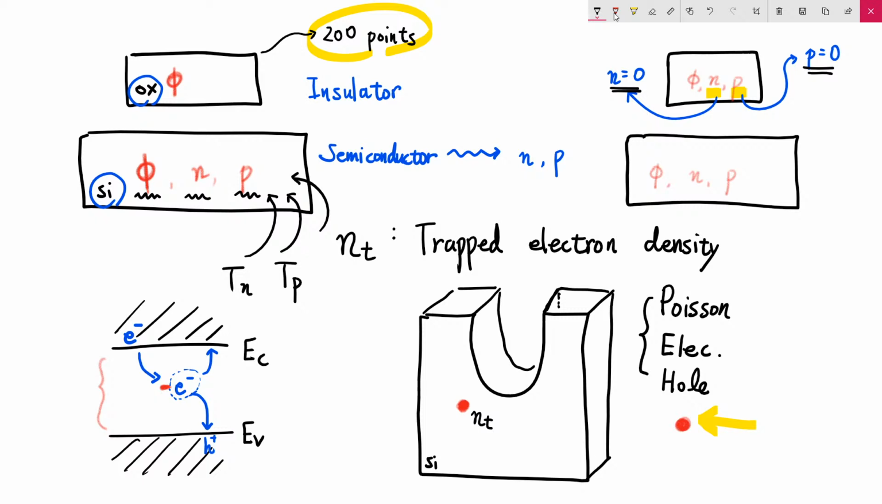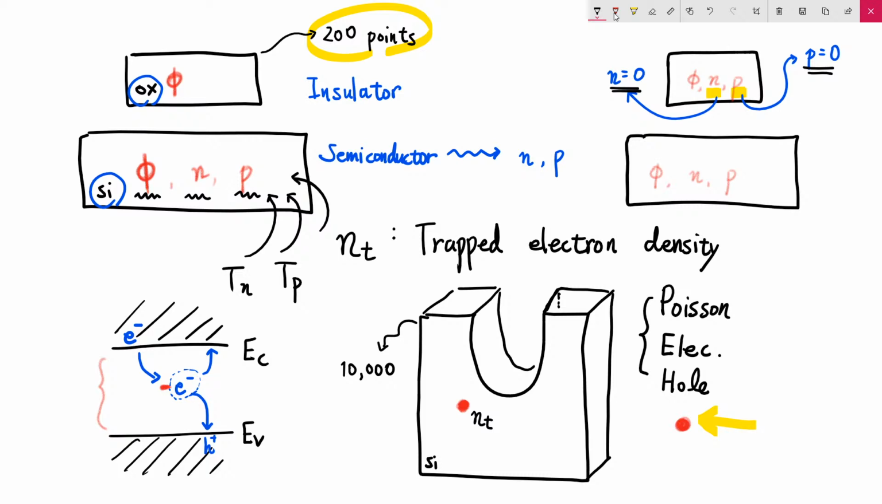Let's say that, since the structure is three-dimensional, we are now spending 10,000 points for our silicon region. Then we introduce only one single position where a trap exists. The trap is not spread out all over our region, but we want to think about the effect of a single trap. Then, let's introduce the trapped electron density as a fourth unknown variable.